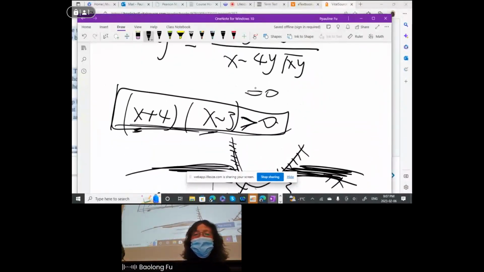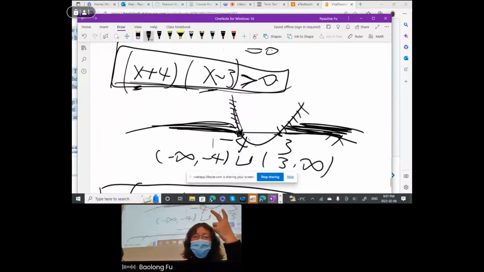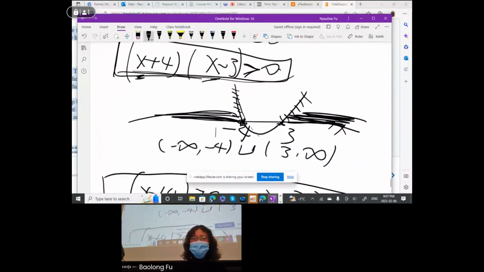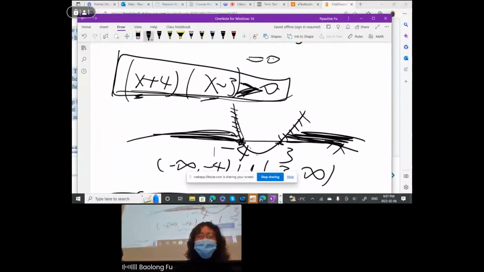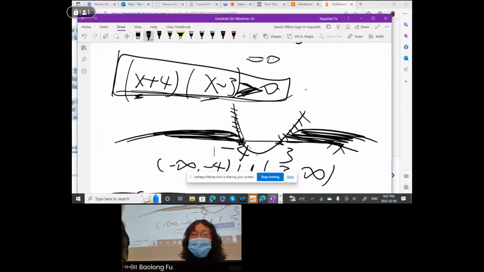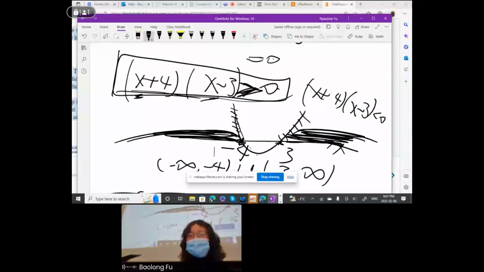You found it equal to 0, found 2 points, -4 and 3. Then you look at this diagram. Which part is greater than 0? This part and this part will make it greater than 0. And if I change the question to smaller than 0, the answer is this part will make this graph smaller than 0 because it is below the x-axis.